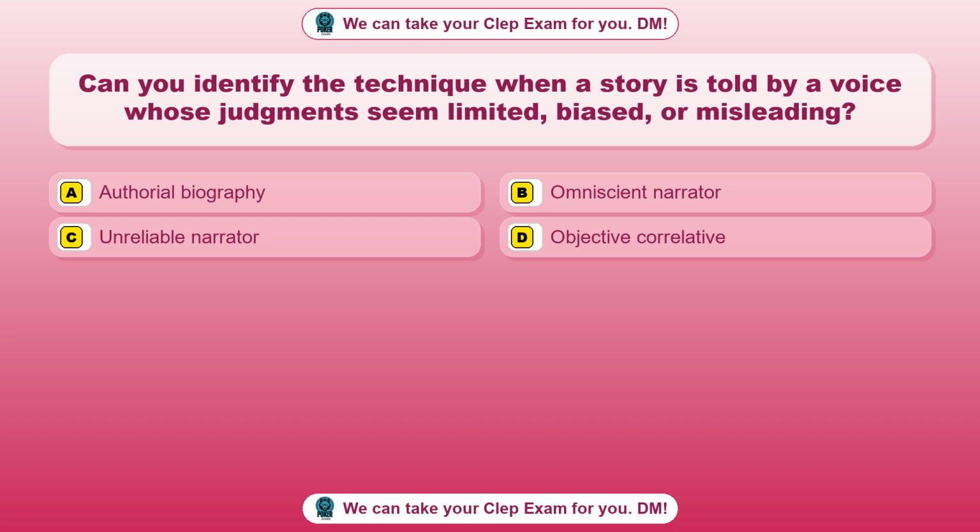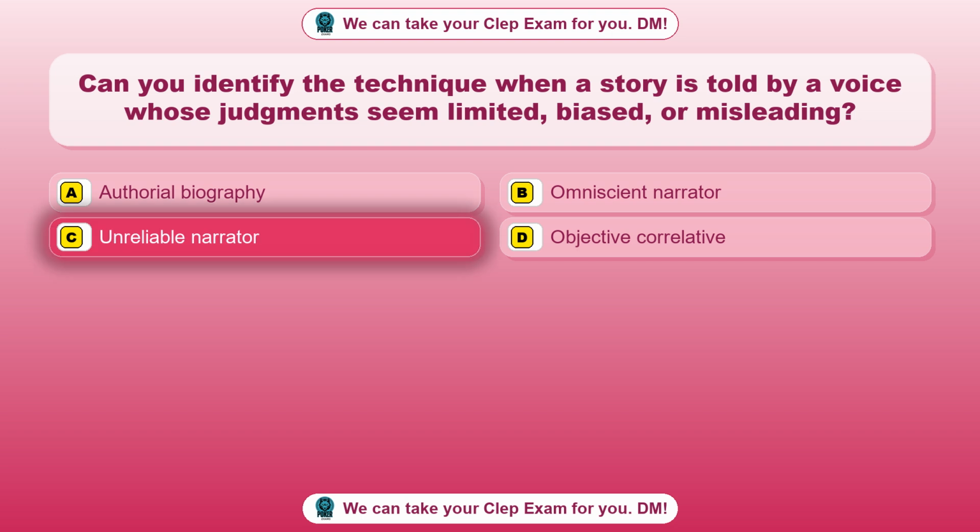Question 80. Can you identify the technique when a story is told by a voice whose judgments seem limited, biased, or misleading? Option A, authorial biography. Option B, omniscient narrator. Option C, unreliable narrator. Option D, objective correlative. The correct answer is option C, unreliable narrator.